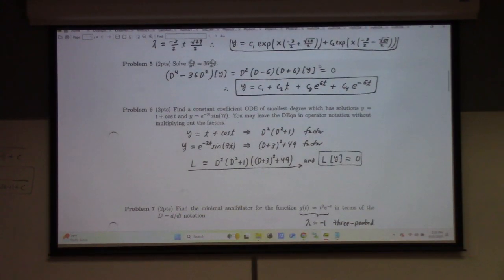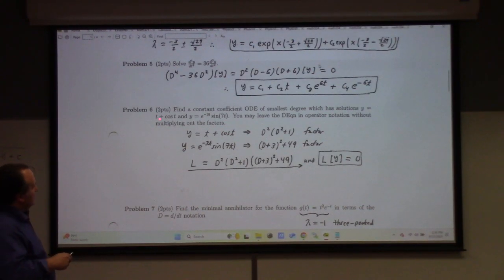For problem 6, I said find a constant coefficient ODE of smallest degree, which has solutions t plus cos t and e to the minus 3t sine 7t. All right, so I look at this, I go, oh, okay, I can get that. Well, the t I need a d squared for, right? The cosine t, well, that comes from d squared plus 1, right? So this and that picks up that. But I also need to get this guy.